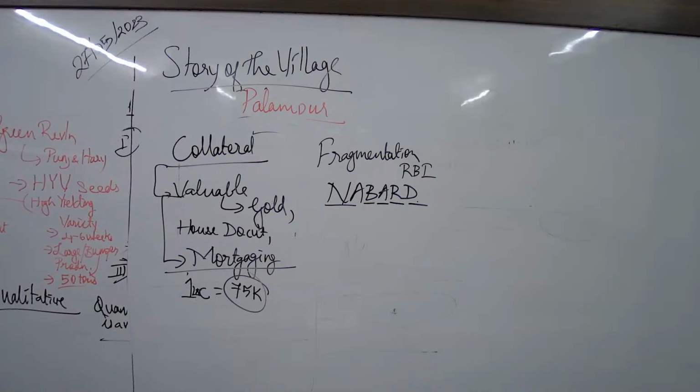What are the drawbacks of going to a money lender? That's what they are asking. Point number 1: high rate of interest. Second, longer duration with more trouble to the farmer.